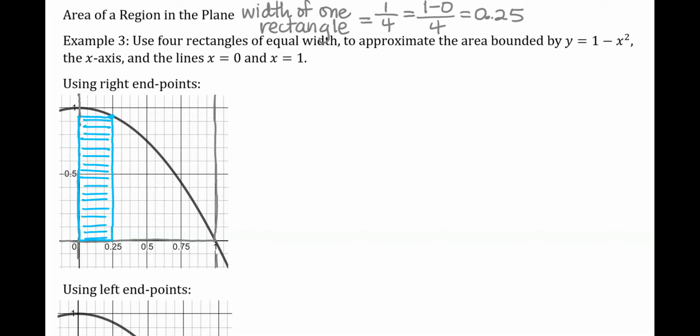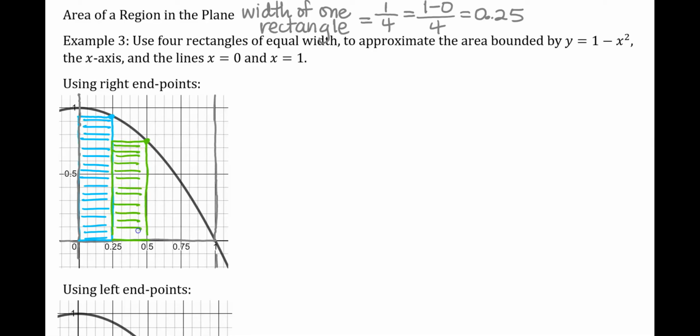Our second rectangle is going to start at 0.25 and extend until 0.5. So it's going to end right here. And I'm going to go straight up from 0.5 since that's the right end point of that rectangle. And I want that corner to be where this rectangle is touching the parabola. And so this is what our second rectangle looks like.